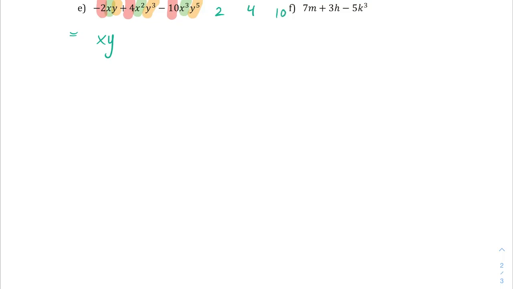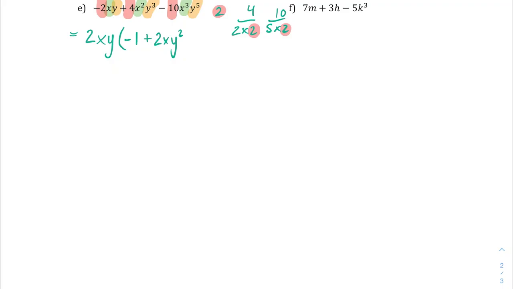2, 4, 10. 2 is a prime number, so it cannot be reduced. 4 is 2 times 2, and 10 is 5 times 2. So what is the greatest common factor in this case? 2. So that means we can factor out a 2xy. So negative 2xy divided by 2xy will be negative 1. 4x squared y cubed divided by 2xy. 2xy squared. See, that's why division is a bit harder to think about.